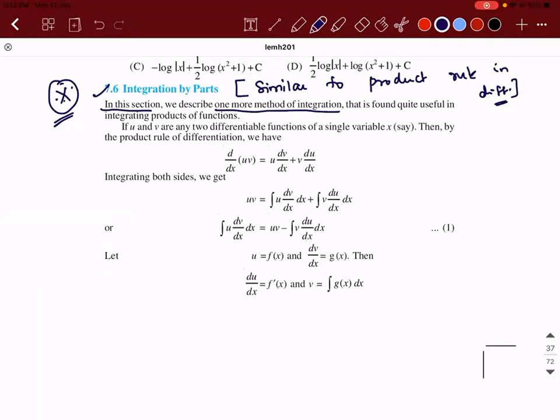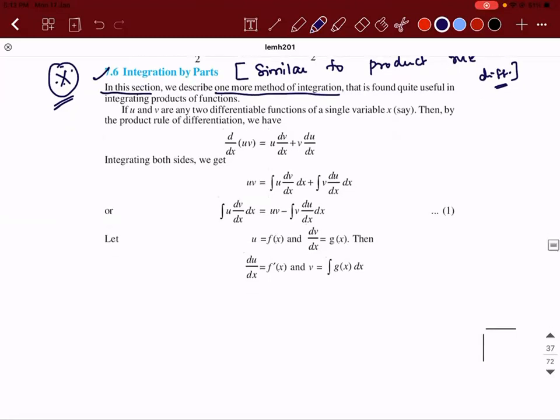By using the second exercise, we concentrated on something called integration by substitution. Right? Then came an important point, that is integration using the process of partial fractions. And the third type of integration is by using something called by parts, for which we will be having two differentiable functions here. So that is found quite useful in integrating products of functions.